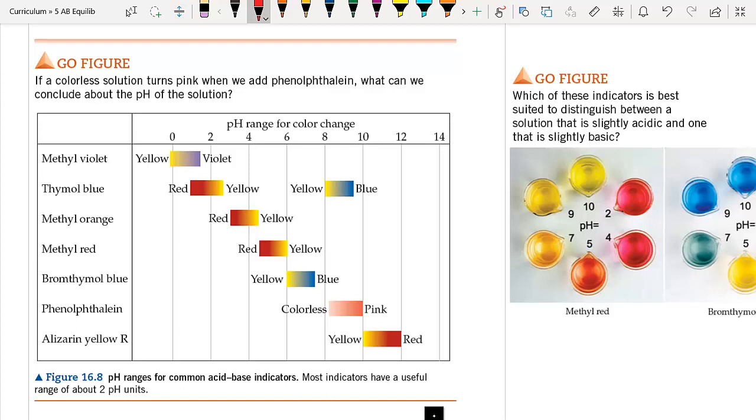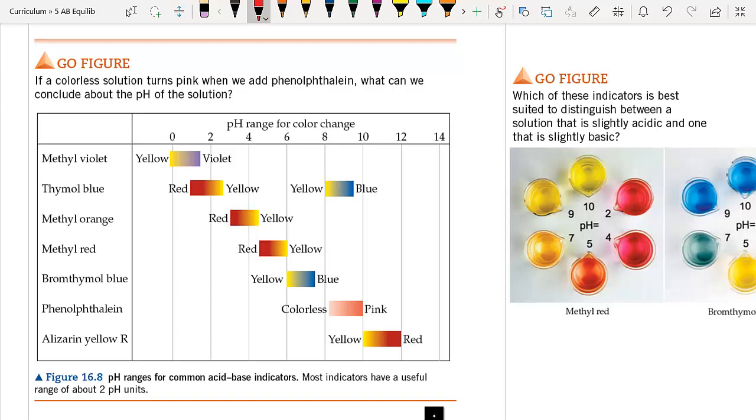We do have this interesting situation where thymol blue actually has multiple expressions. It has a red to a yellow, stays yellow in the middle, and then it can shift to a blue depending on the pH range. So choosing an appropriate indicator may help us as we're performing titration experiments, and we're going to get to that a little later. But I want you to think about this. In this first question, if you had a colorless solution that turns pink when you add phenolphthalein, what do we know about pH here?